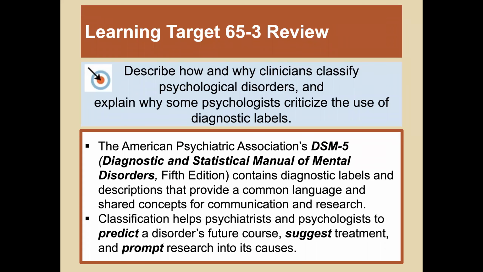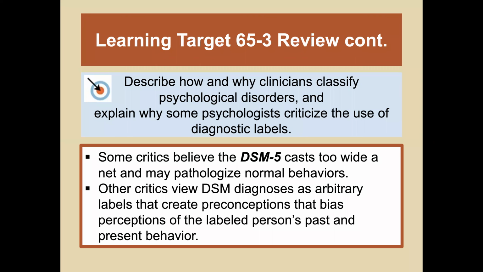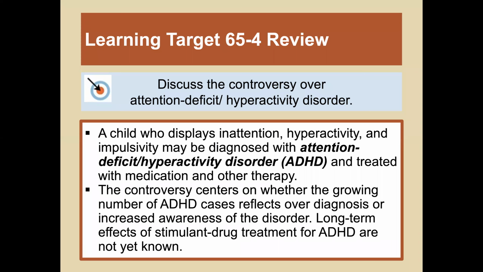The APA, American Psychiatric Association's DSM-5 contains the diagnostic labels and descriptions that provide a common language and shared concepts for communication and research. Classification helps psychiatrists and psychologists to predict a disorder's future course, suggest treatment, and prompt research into its causes. Some critics, though, believe the DSM-5 casts too wide a net and may pathologize typical normal behaviors. Other critics view DSM diagnoses as arbitrary labels that create preconceptions that bias perceptions of the labeled person's past and present behavior.